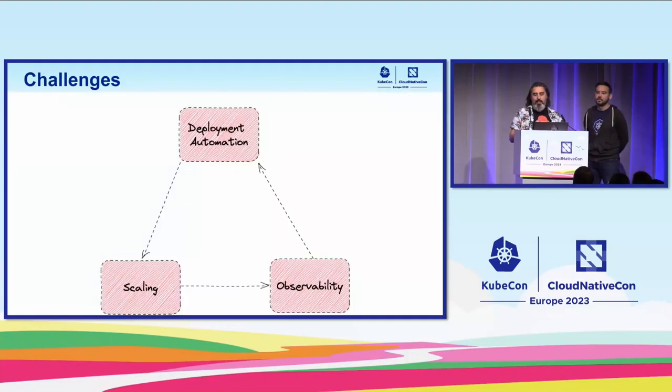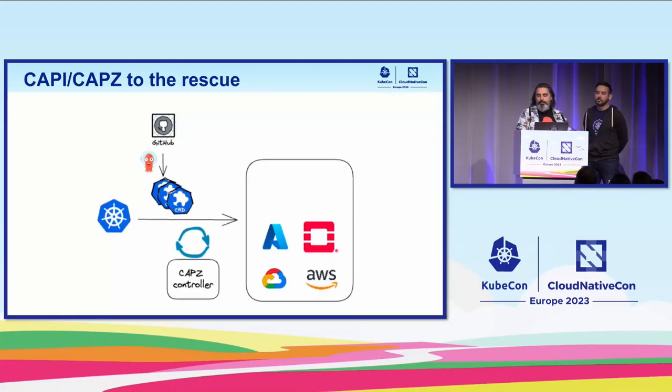So let's see if we can actually have this idea of immutable clusters. How do we do that? There is a great project called Cluster API. I don't know if you've been there. It's a project that was born to solve the problem of declaratively expressing the idea of a cluster, right?